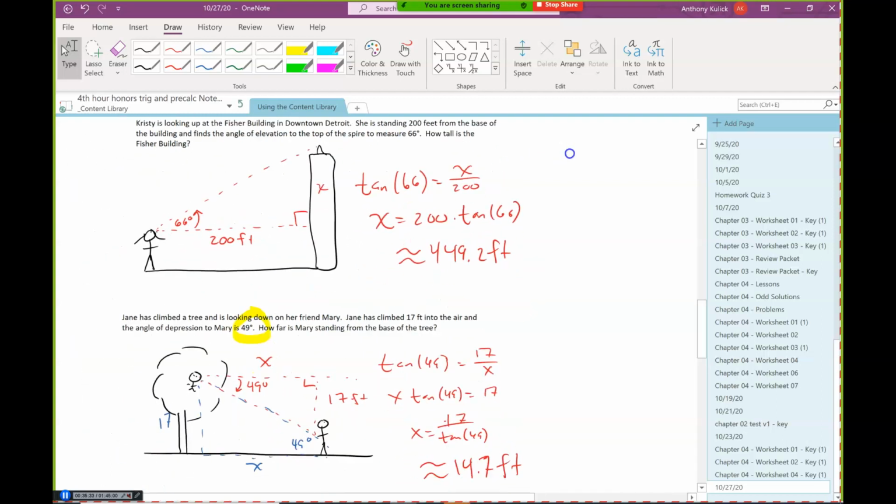Next, we're going to talk about section 4.3. In section 4.3, we're going to start dealing with the V word, vectors. Let's go. It's exciting.